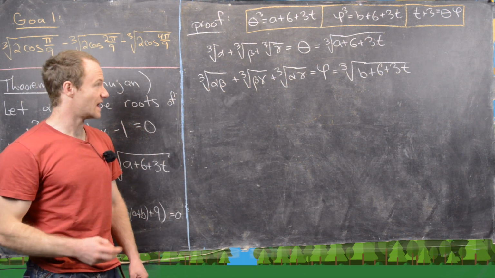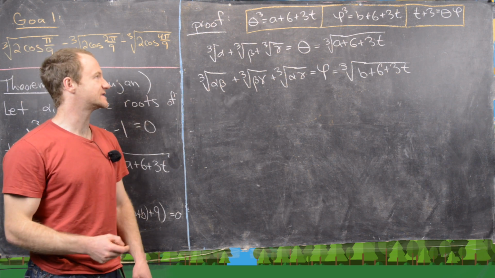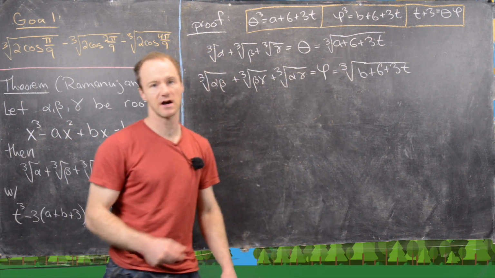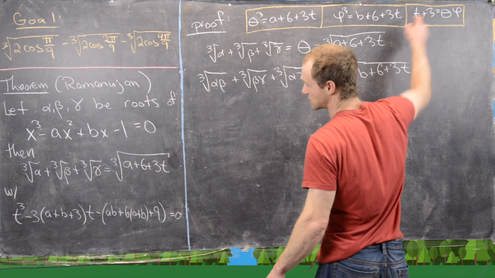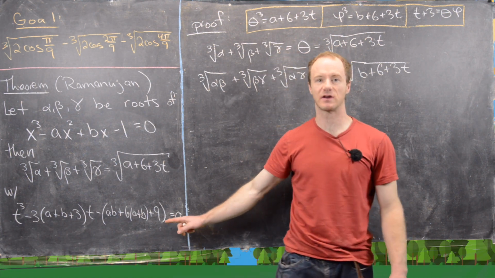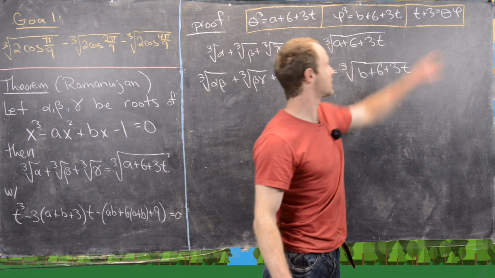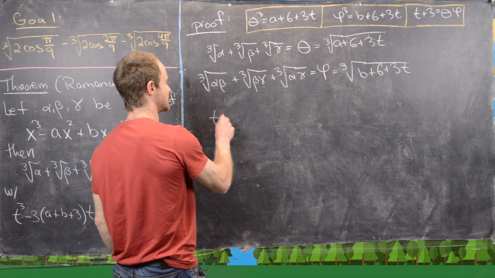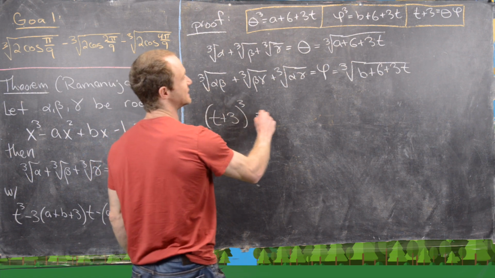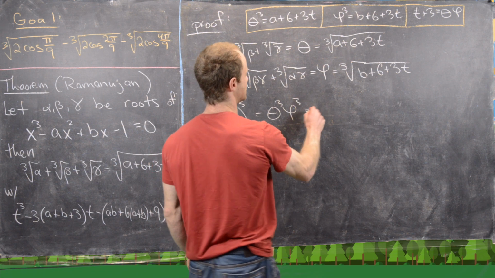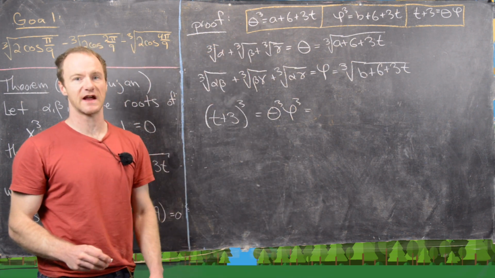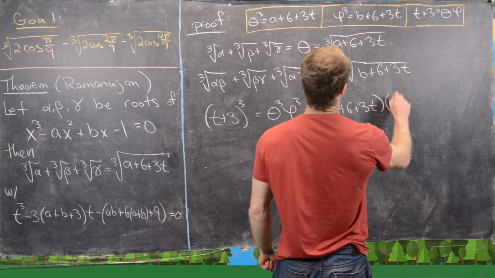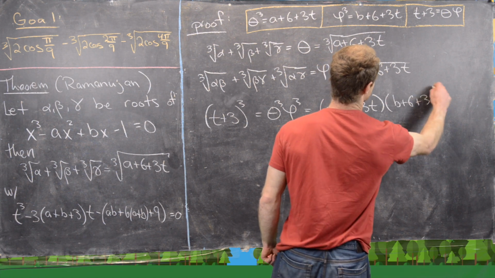But we're not quite done. We do have this relationship between these sums of these cubes involving the roots of our original polynomial and these kind of things over here, but we have not yet shown that our t value satisfies this equation down here, and so that's what we need to do. So we'll pick up from this definition. We have t plus 3 equals theta times phi, and notice that tells us that t plus 3 cubed is equal to theta cubed times phi cubed. But we have nice expressions for theta cubed and phi cubed. That's equal to a plus 6 plus 3t, and then b plus 6 plus 3t.